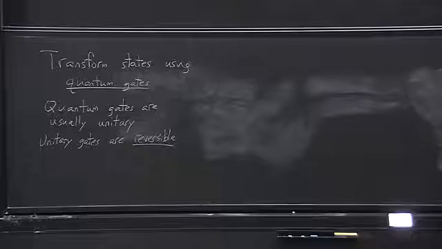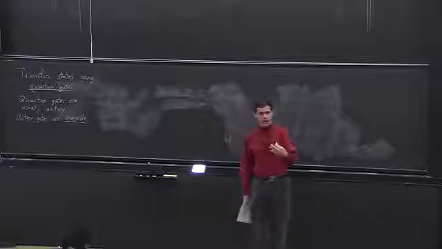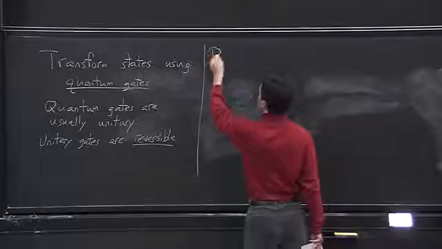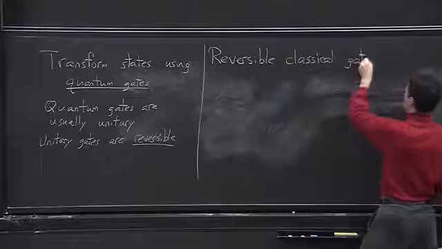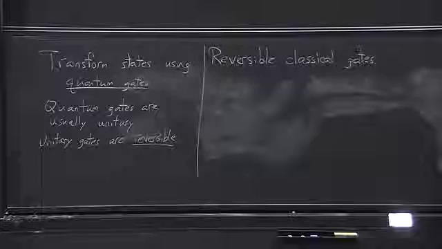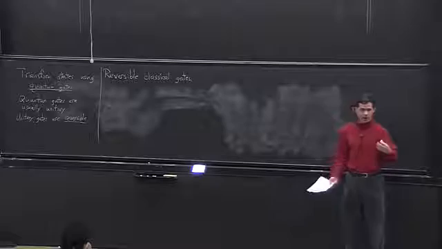So let's go back to classical computation and think about what it means to have reversible gates in classical computation. If you think about the fundamental building blocks that you'd like to do in a classical computation, well, you can write them down as gates. And some of them you'll find are naturally reversible. So for instance, a very easy example is the NOT.